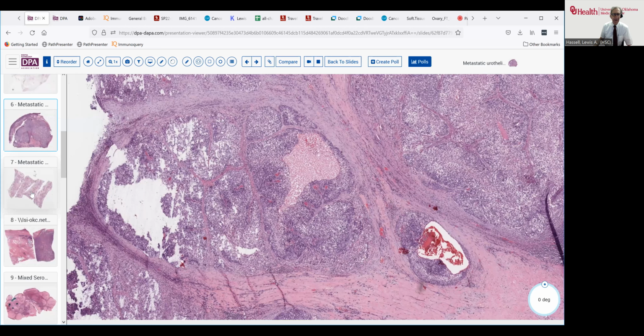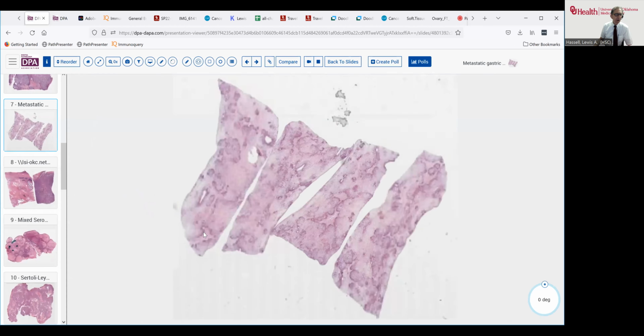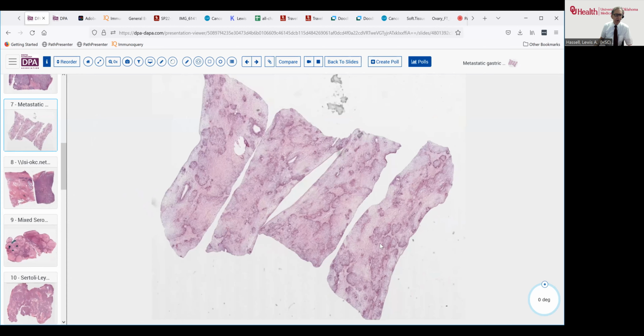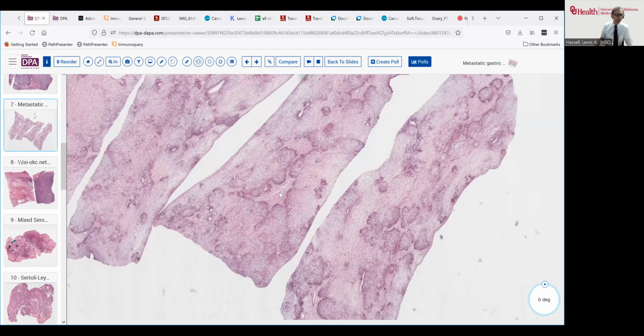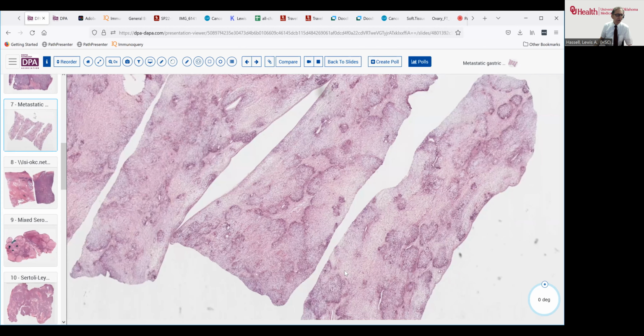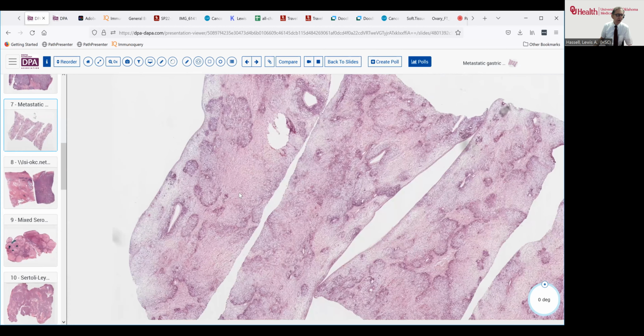Questions or comments on that case? Okay, we'll take this theme a little bit further. So this was another case which actually created some problems for some of our junior residents. As you can see, there's no residual normal architecture here.